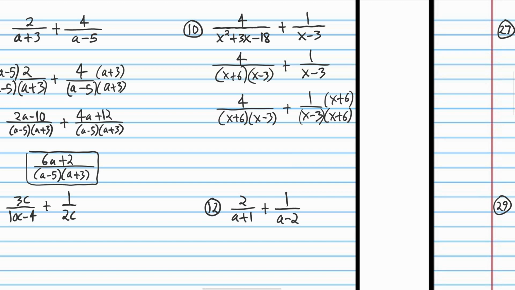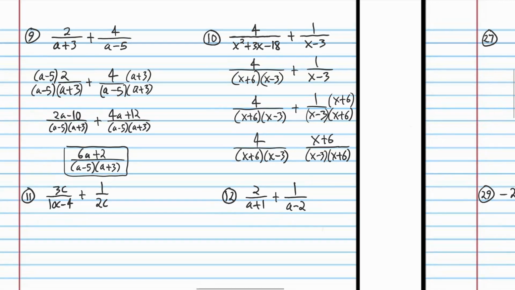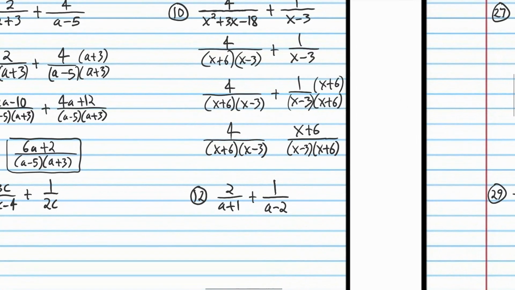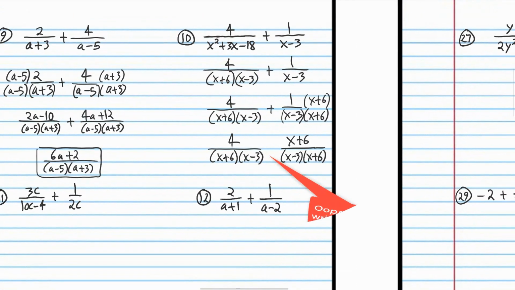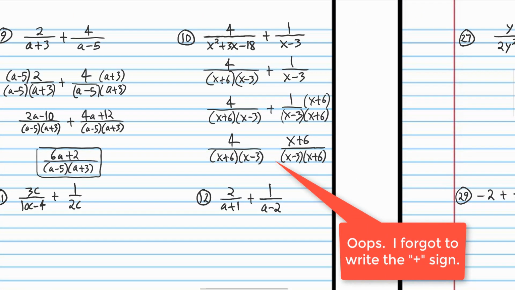All right. Let's see here. So now we're going to multiply. 1 times x plus 6, of course, is just x plus 6. And now we have a common denominator. So again, why did we do that? Well, because now we have a common denominator. It's very simple.